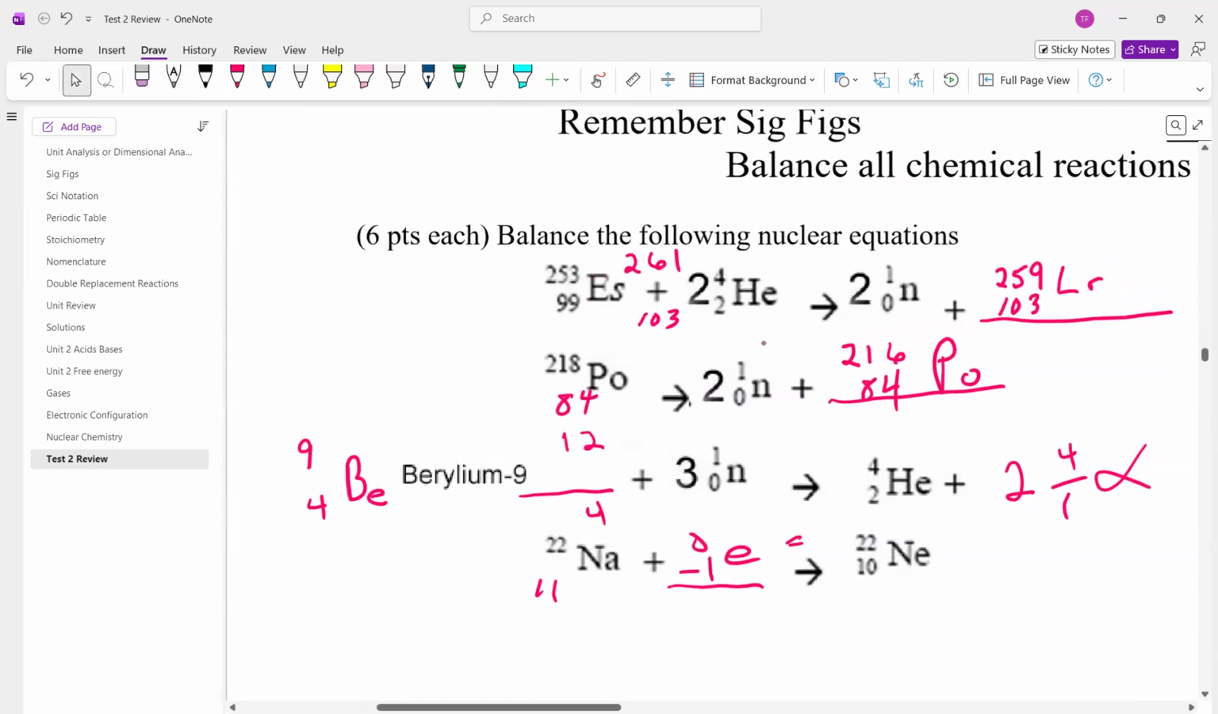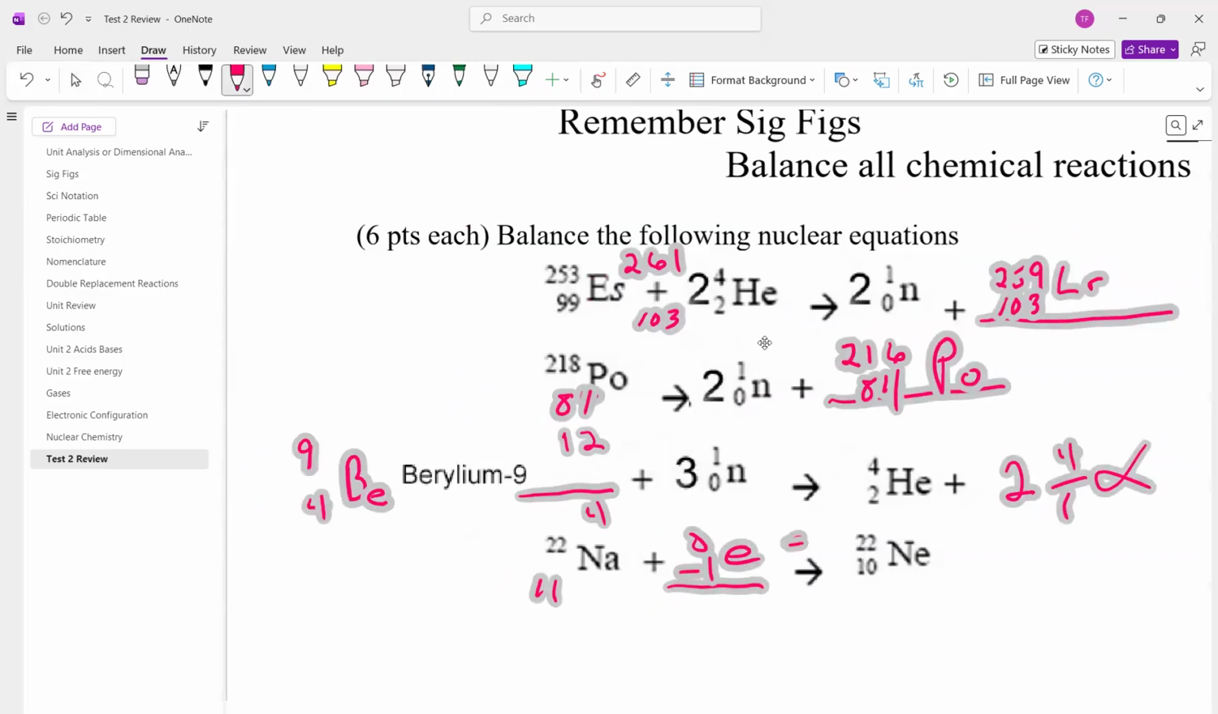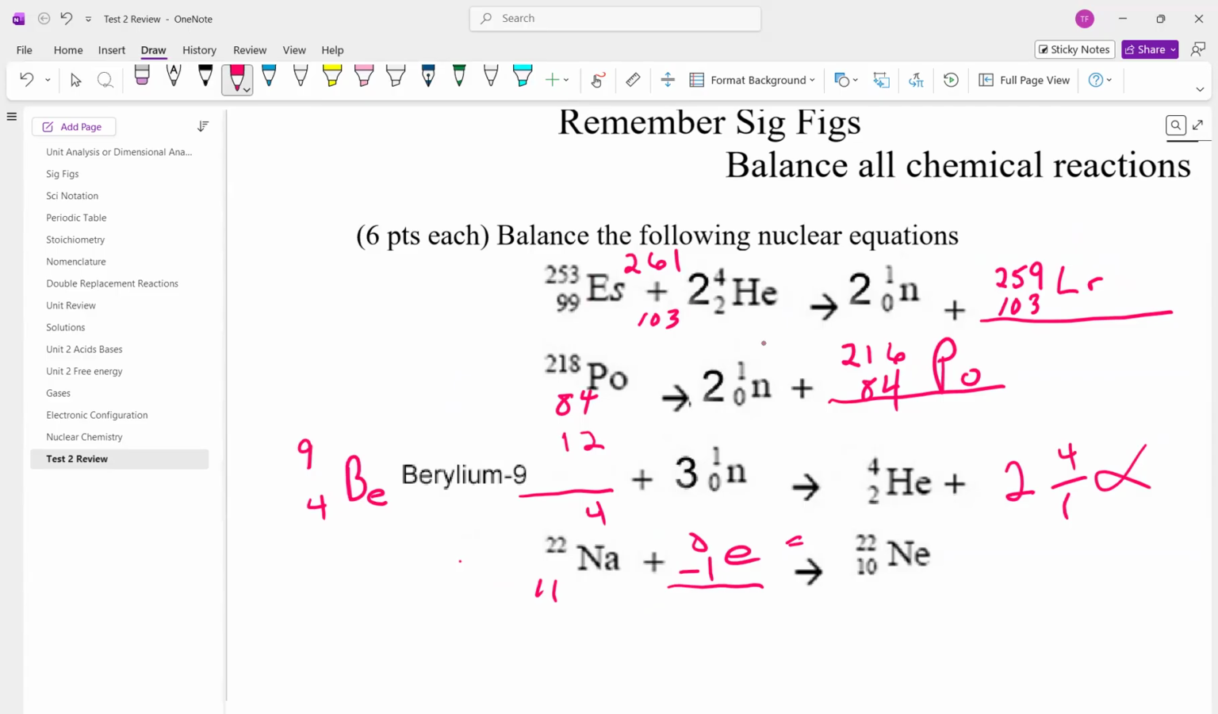Okay, beryllium 9 means it's got 9 on the top. And we have 3 neutrons over here. Each one has got a 1 on the top. So we have 9 plus 3 times 1. That's how I got the 12. Is that your question? I got that part. I'm talking about the end. The 2, the 4, 2, 4 over 1.